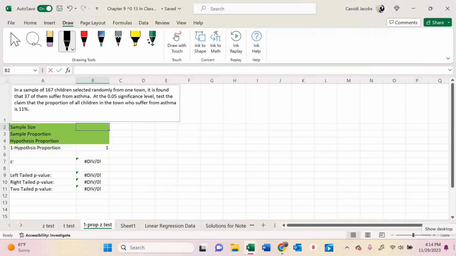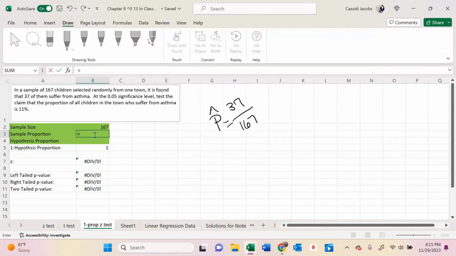So the sample size that is given is 167. The sample proportion that is given is not explicitly stated here, right? Instead, we have to find it. So p hat is the sample proportion here, and it's saying that 37 out of 167 have asthma. So we're going to just write in equals 37 divided by 167. When we do that, it fills in what our sample proportion is.